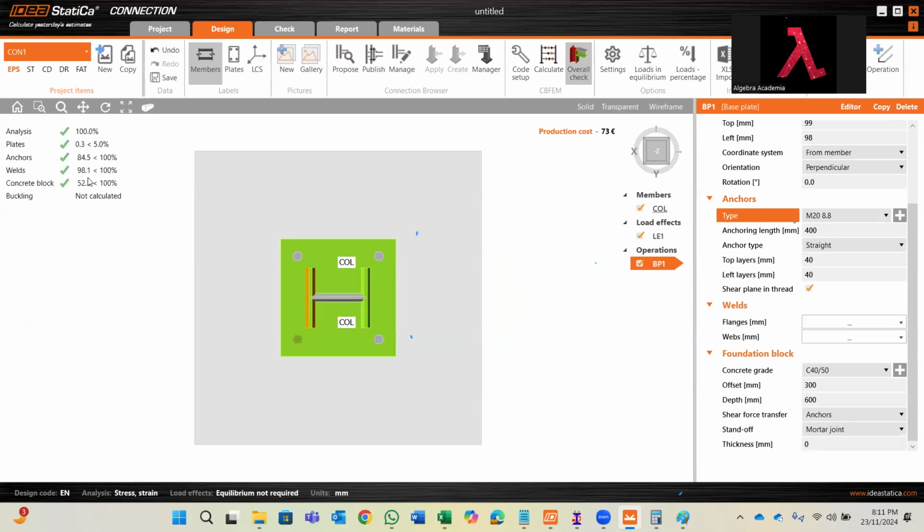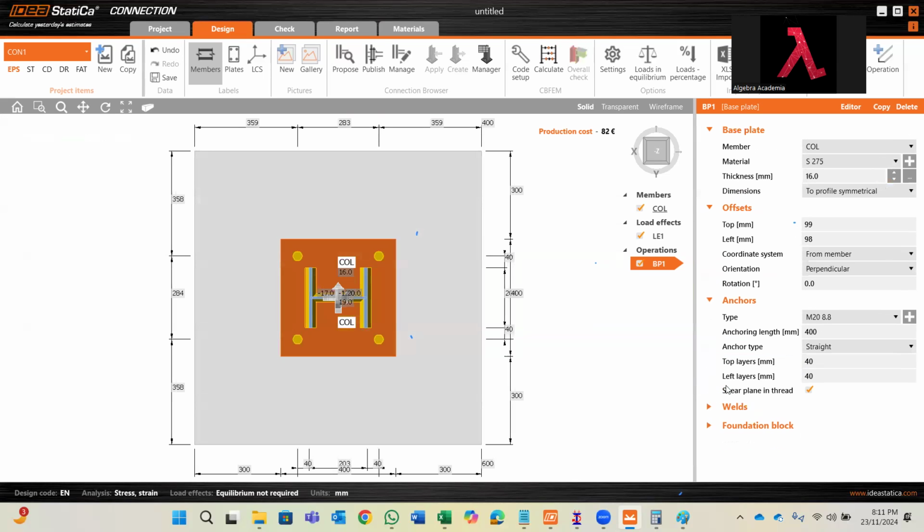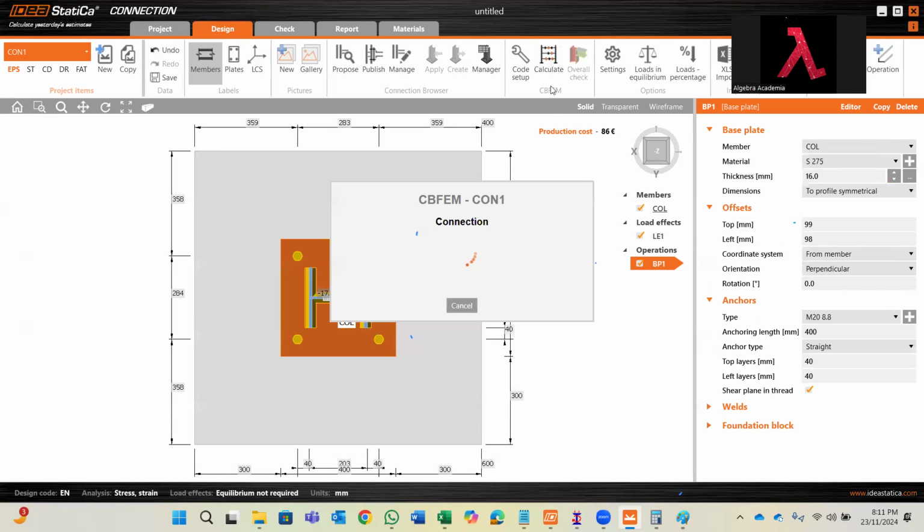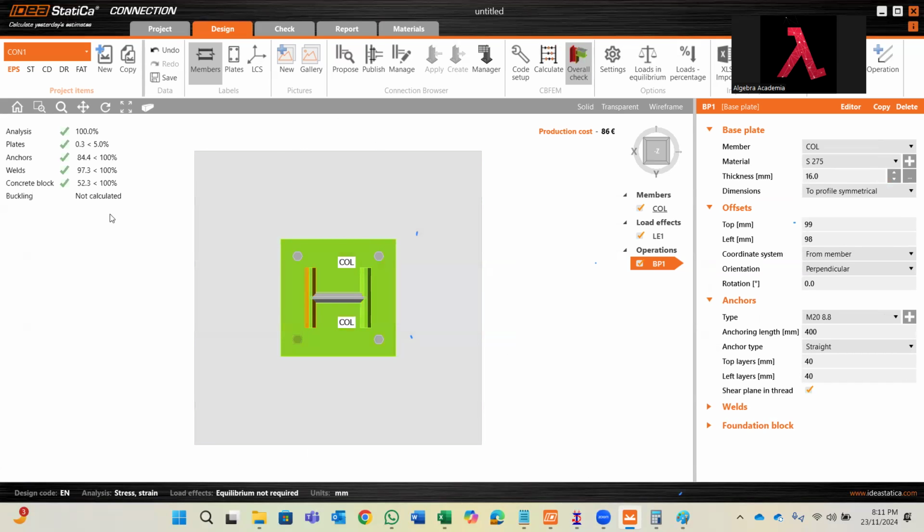If you want, you can leave it as it is. If not, you can change the weld thickness from 8 to 10. And again go back and run the calculation. It's fine, 97.3. Okay.